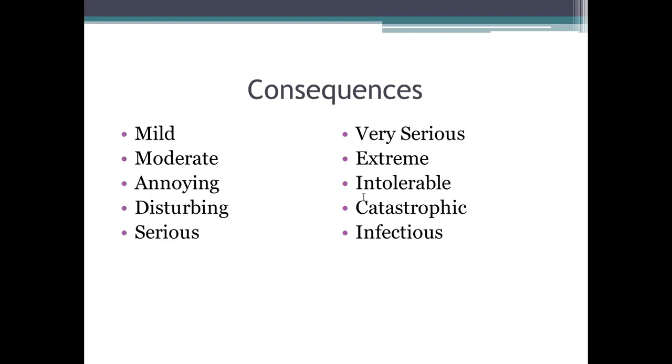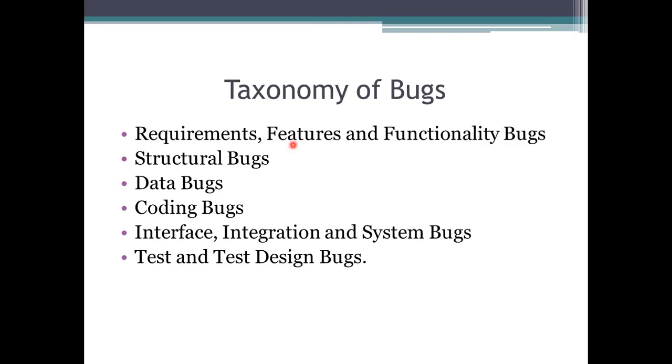Coming to the next one, that is the taxonomy of the bugs. Taxonomy means division. All the bugs are not one, so we need to categorize the bugs. We specify it based on the requirements. Structure means implementation. Data means the data values we are using. Coding means you are using logical representations. Then interface and integration of the system, and the last one, while designing the test and while performing the test also, you get bugs.